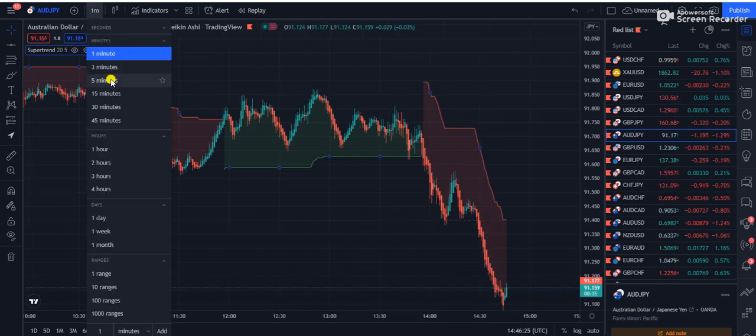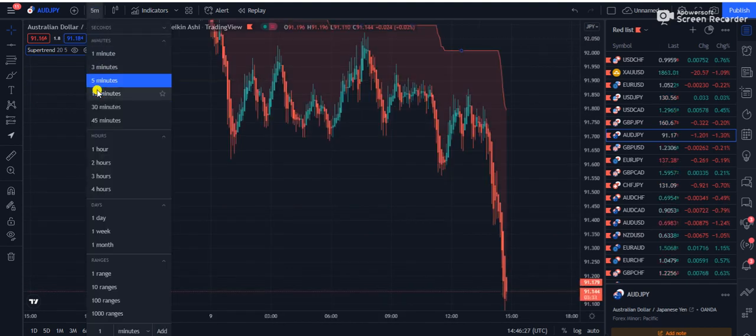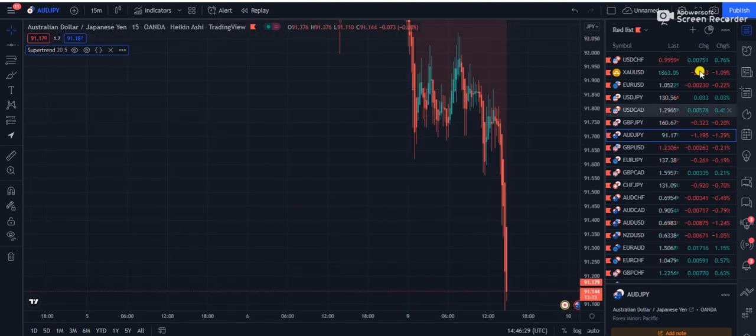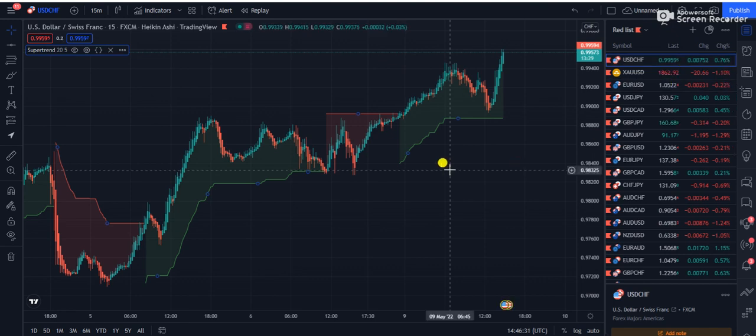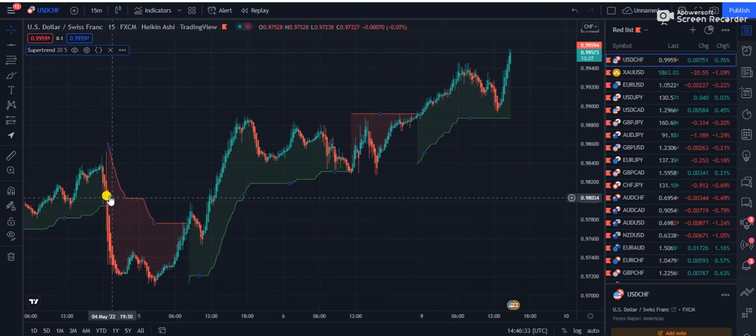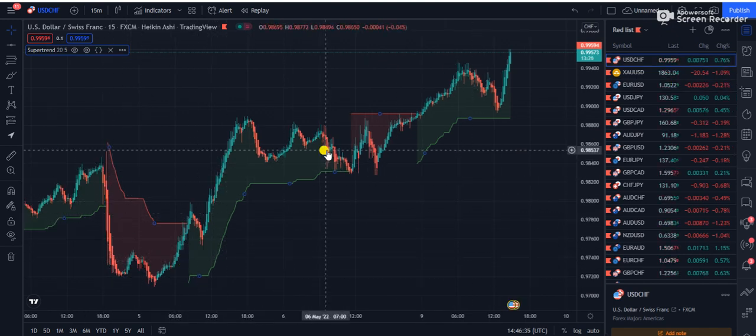So let me take you towards the not the 5 minute. You can use this indicator at any time frame. That's not a problem with these settings, but I'm telling you, look, sell, down, up, completely perfectly.